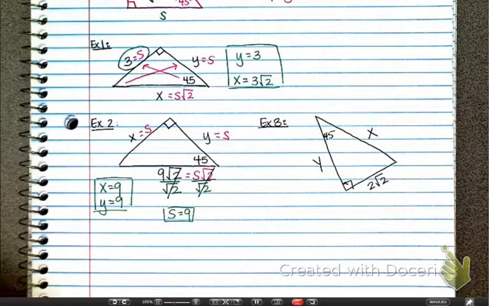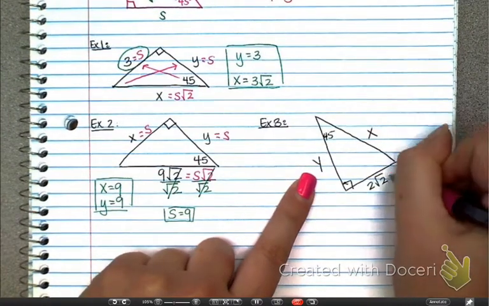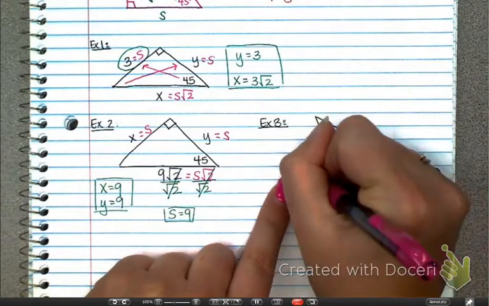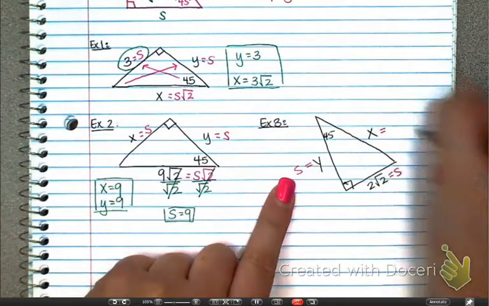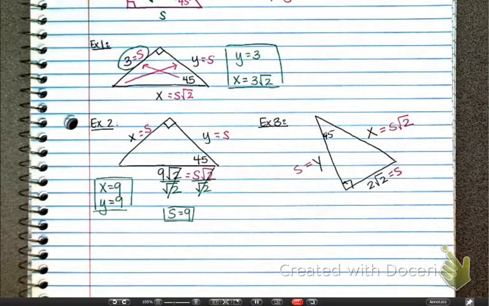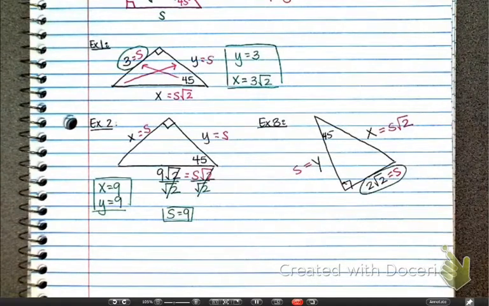Okay, so let's make sure we labeled our sides correctly first. Across from 45 is S. Across from 90 is S radical 2. Do we have that so far? Okay. Do we know what S is? Yes, it's 2 radical 2. I don't have to solve for it here because it's already S equals a number. S is by itself. Okay, do we see that? Now we plug it in.